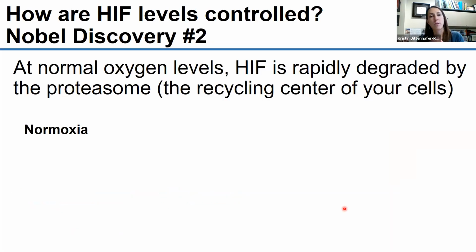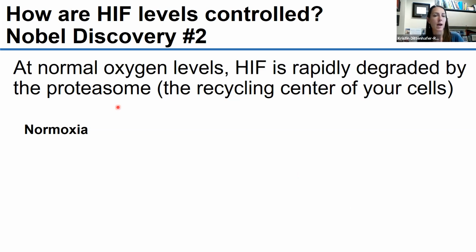Okay, so the first discovery was of this transcription factor called HIF. And the discovery was that HIF binds to specific regions of DNA and controls the transcription of a large number of genes that were important when oxygen levels decrease. But what wasn't known was how HIF levels are controlled. So we still don't have a precise mechanism of how oxygen is controlling HIF levels. So importantly, the second discovery here was trying to understand how HIF levels are controlled.